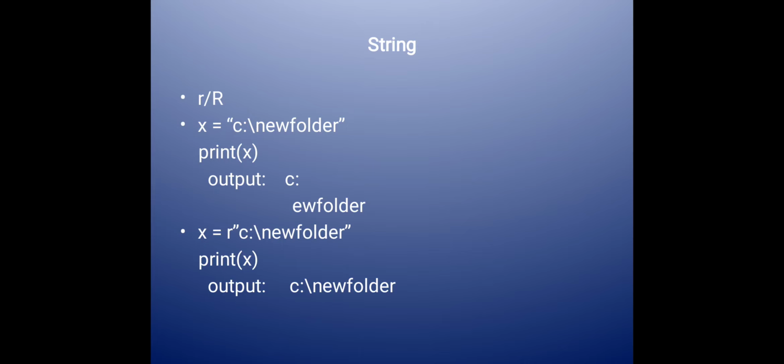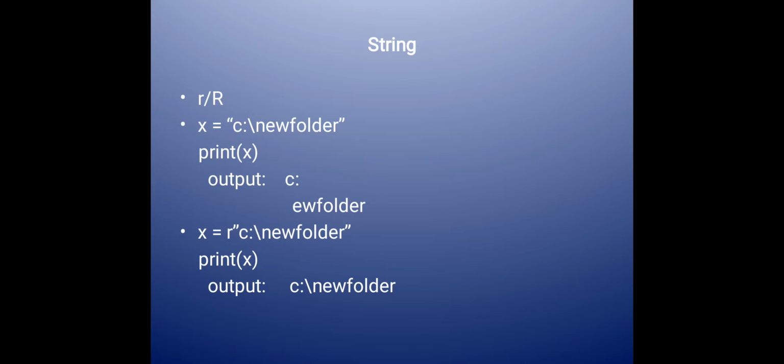In the first example, I have assigned a string x is equal to c colon / new folder. Actually it's a path of a file. Then print x. So here the output will be c colon, then in another line ew folder. That means here it has taken that /n as a new line. So for resolving this issue, we are using the rawstring.